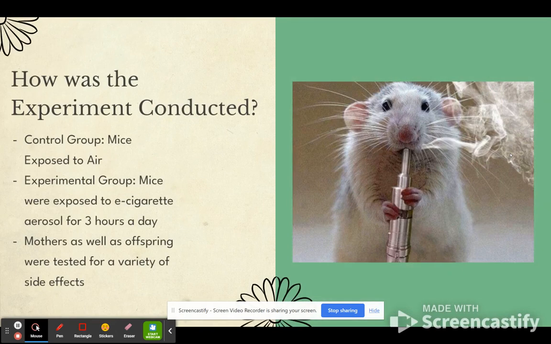The researchers split the female mice into two groups, a control group where the mice were exposed to air, and the experimental group consisted of mice who were exposed to e-cigarette aerosol consisting of nicotine, propylene glycol, and vegetable glycerin for 3 hours a day with two 2-second puffs per minute.